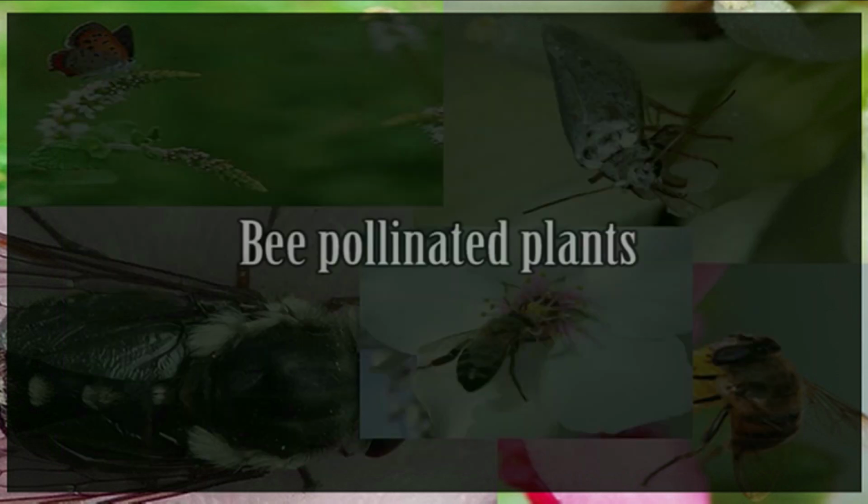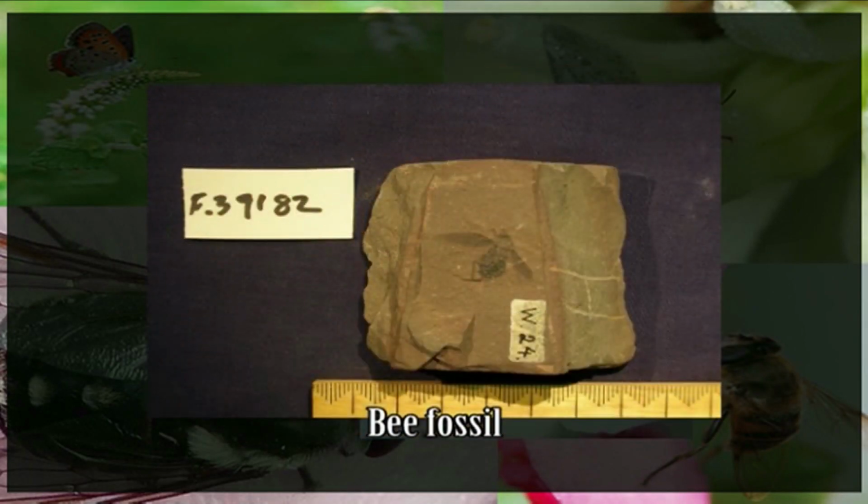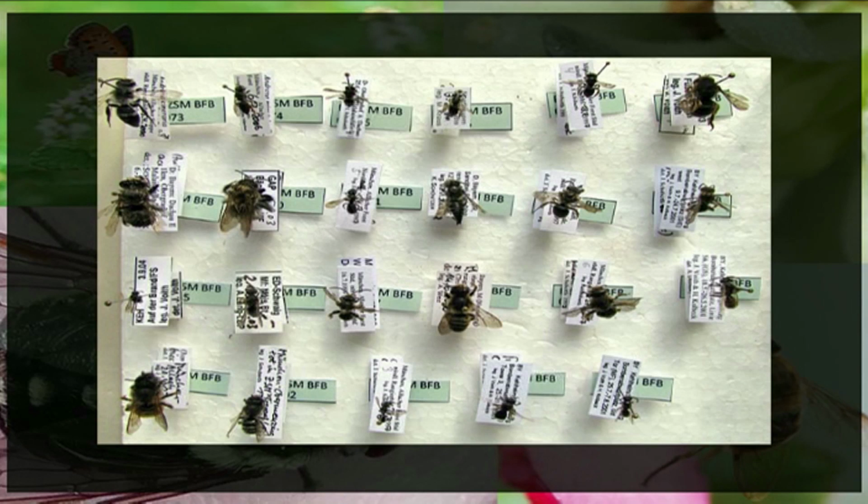Now let's discuss bee pollinated plants. Scientists have long believed that bees first appeared about 120 million years ago, but previous bee fossil records date back only about 65 million years. More than 16,000 species of bees organized into 7 families are known to exist.